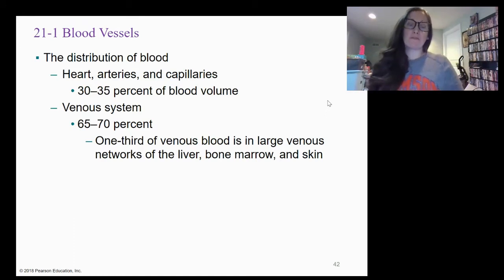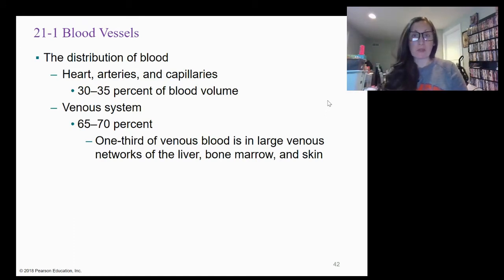All right, in terms of where we've got most of our blood, as you can see, the majority of your blood actually is spending its time in the venous system. Notice that almost 70% of your blood at any given time is going to be in that venous system. A third of that is actually going to be in these three areas: your skin, our largest organ, our bone marrow, and then our liver.